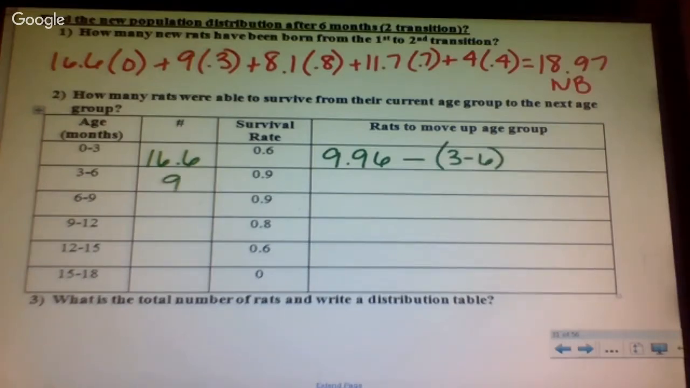Okay, I started with 9 in this category, and 90% of them live. 8.1. I started with 8.1 in this category, and 90% of them live. 11.7 in this, 4 in this, and 0 here. So you should have ended up with 7.29 move on, 9.36, 2.4, and none.